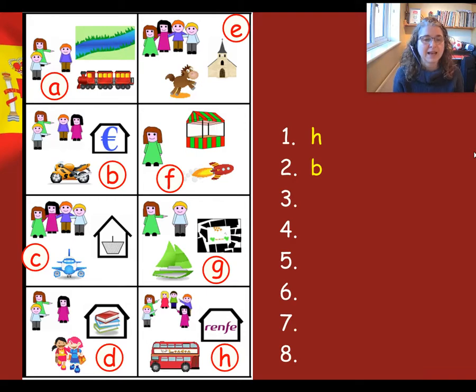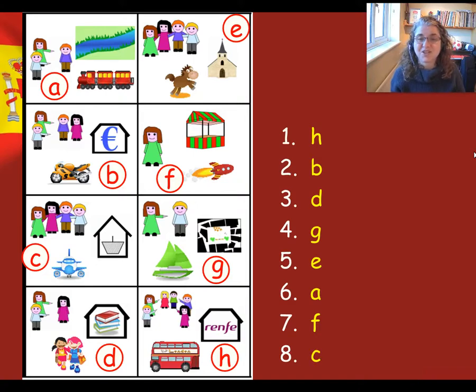Number 3, va a la biblioteca a pie, was letter D. Number 4, vas a la plaza en barco, letter G. Number 5, vamos a la iglesia a caballo, letter E. Number 6, va al río en tren, letter A. Number 7, voy al mercado en cohete, letter F. And finally, number 8, vamos al supermercado en avión, was letter C.